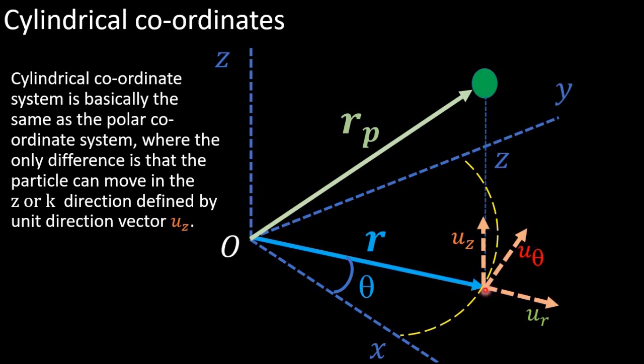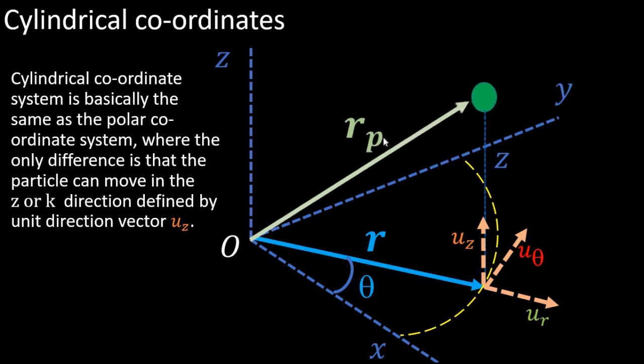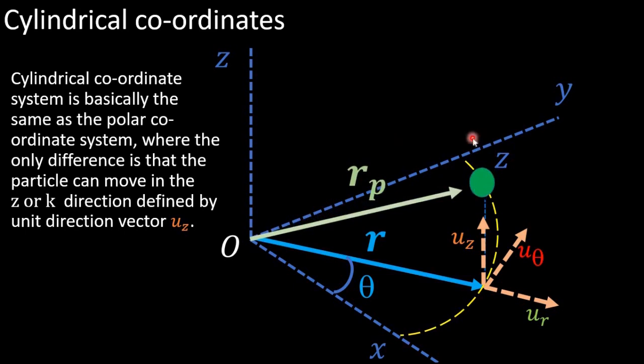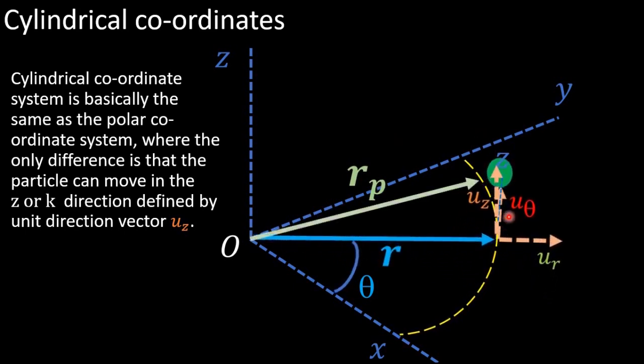We also have another unit vector that's perpendicular to u sub theta and u sub r. That is u sub z, which is parallel to the z-axis. We still have r and we still have theta measured from the x-axis, and we have a new position called r sub p, which is the position of the particle in cylindrical coordinates. You can see the particle is moving in the u sub z direction, so it's moving vertically down, and we've got movement in the u sub theta direction.